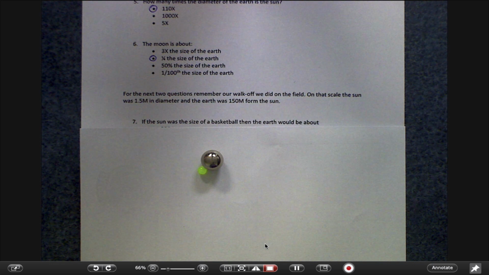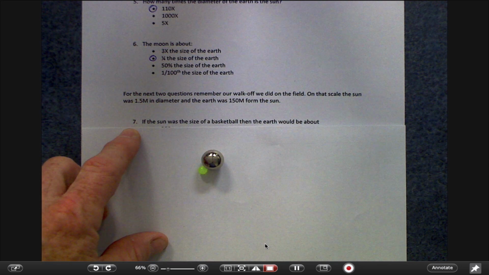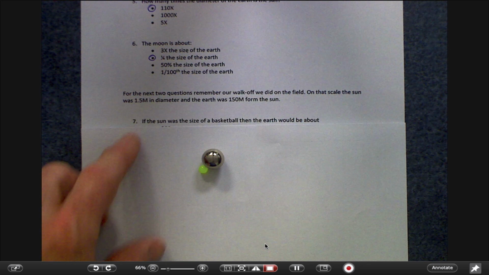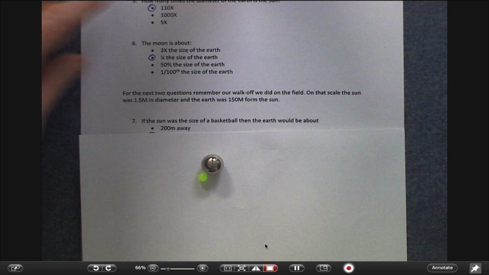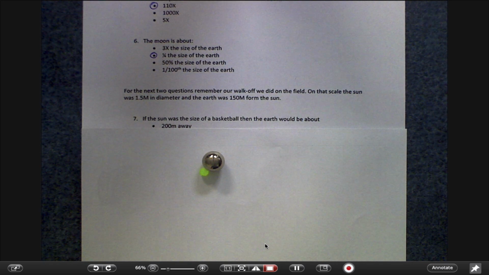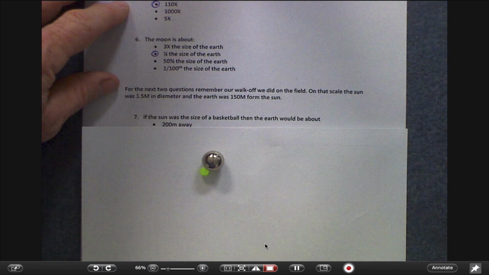Remember, the sun was that great big paper sun that we had on the side of Mrs. Brent's room, and a basketball is quite a bit smaller than that. So if we're going to make that scale smaller, all the distances are going to be smaller too. And remember, the distance when we used the scale in class was 150 meters. So if the sun's going to shrink, so is that distance of 150 meters. Our choices here are 200 meters away. Well, that's further than we went when we did the walk-off. That can't be the correct answer.